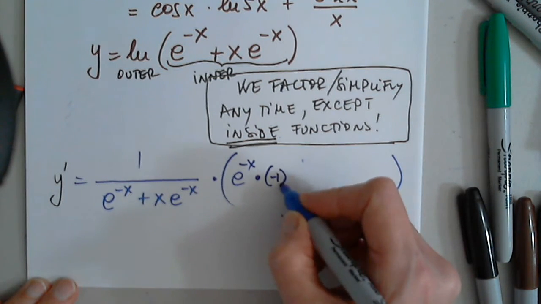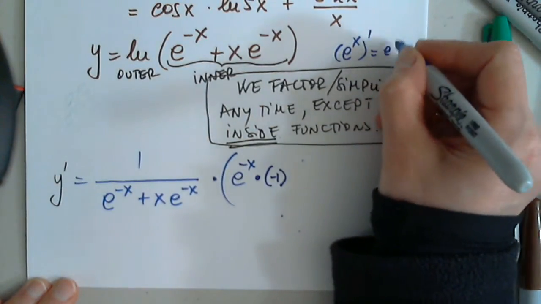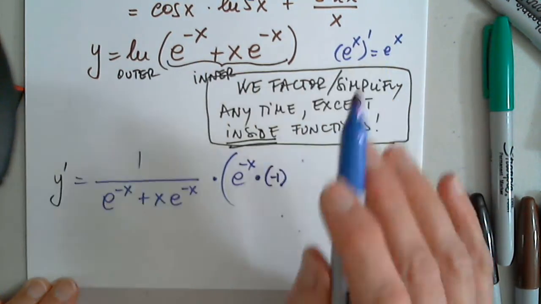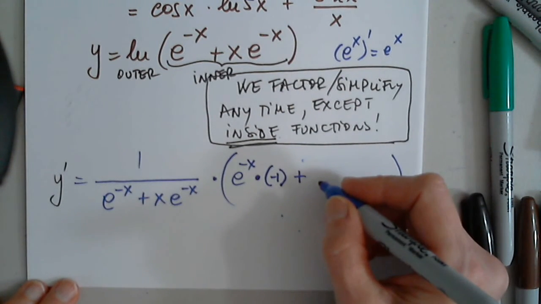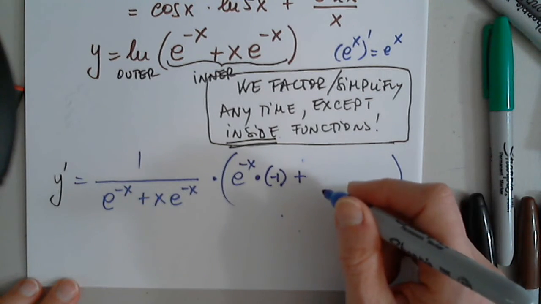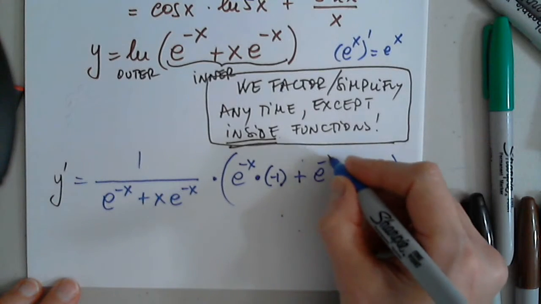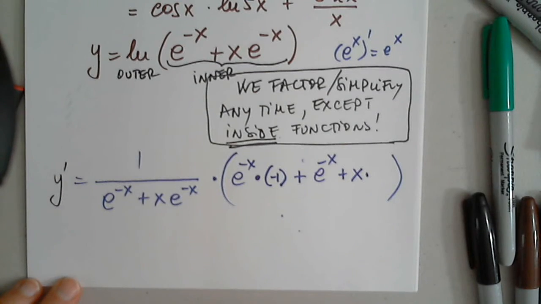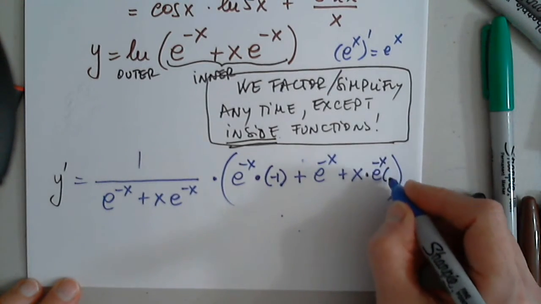Very good. Remember, don't get into that trap. e to the x prime is e to the x, but e to negative x prime is not e to the x. Very good. Now plus, x prime is 1. e to negative x plus x times negative 1 times e to negative x.